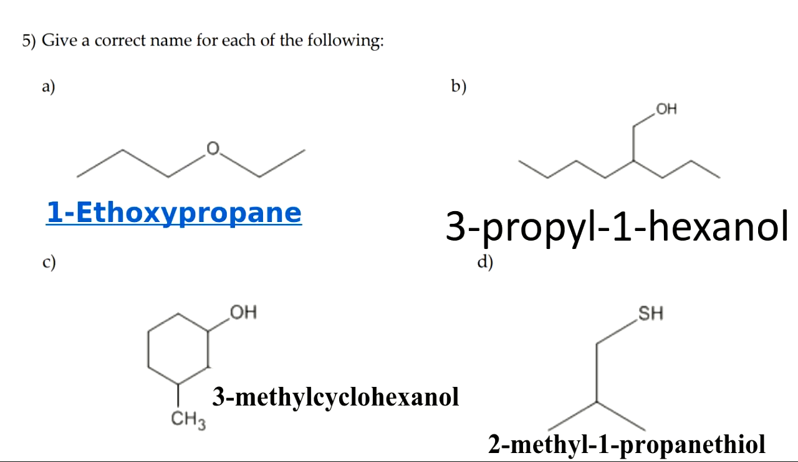Okay. Now give a correct name for each of the following. I have compound A. Compound A is an ether. As you can see, this is the longest carbon chain, which contains 1, 2 and 3. I have at one position a substituent, which is O CH2 CH3. It is ethoxy. So it will be 1-ethoxy. The longest carbon chain is 3 atoms, so it's a propane. It's 1-ethoxypropane.